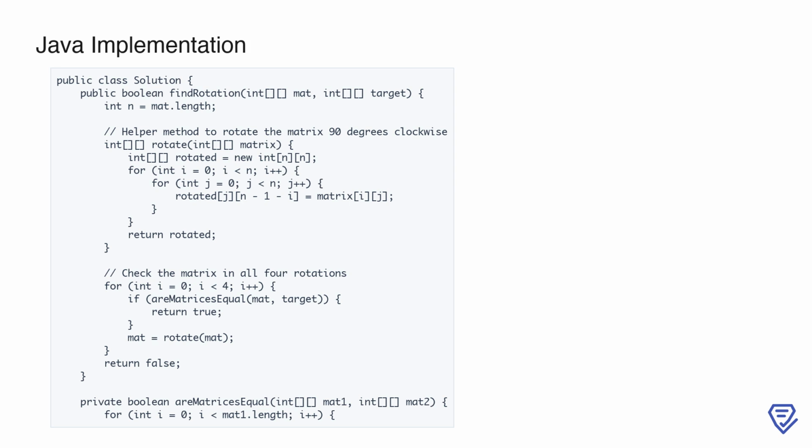Afterward, we use a loop to check all 4 possible rotations of the input matrix. If, at any rotation, the current matrix matches the target matrix, we return true. Otherwise, we continue rotating the matrix and rechecking.